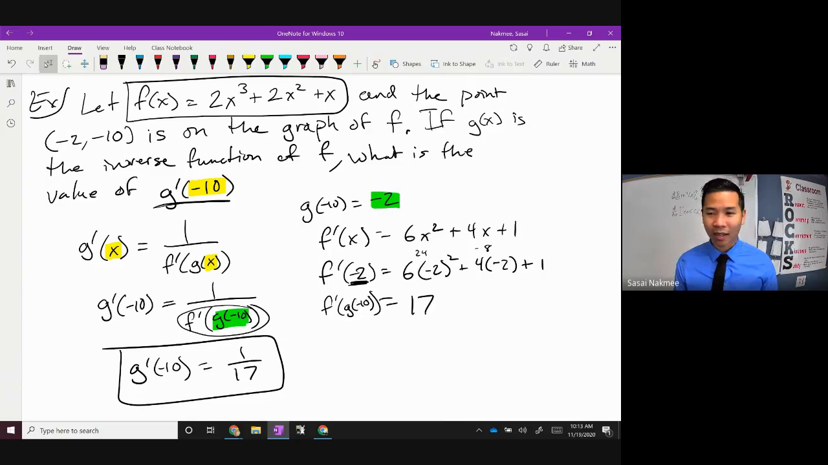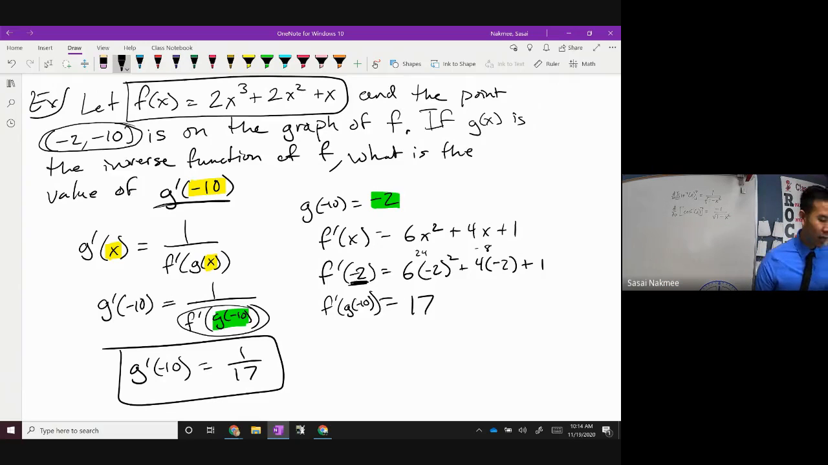How did those 3-4 people know that g of negative 10 was going to equal negative 2? Are you guys okay with that? And what if I didn't give you this point? What if I didn't give you that f of negative 2 is equal to negative 10? Would you be able to find out what it was? And there's a couple tricks for you to do that. I'm going to show you one trick right now.